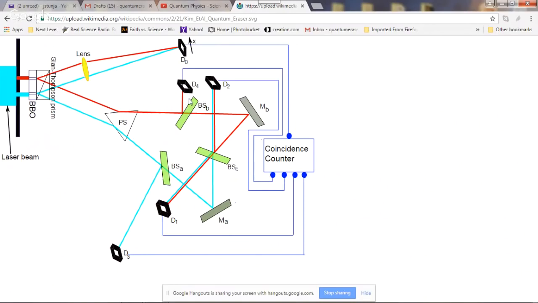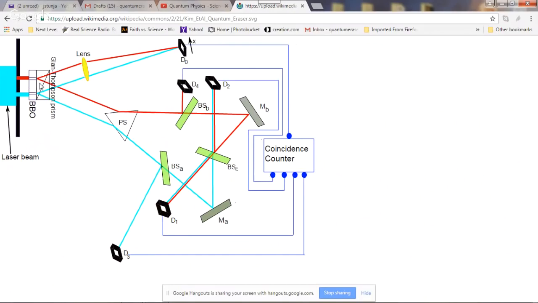These green things are half silvered mirrors, BSA, BSB, and BSC. The MBs are full silvered mirrors. They only reflect, whereas these half silvered mirrors, there's a 50-50 chance of the photon transmitting through or being reflected off. That's important to understand. So let's take a path. One photon is fired at a time.